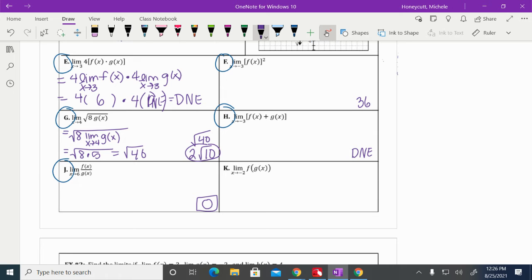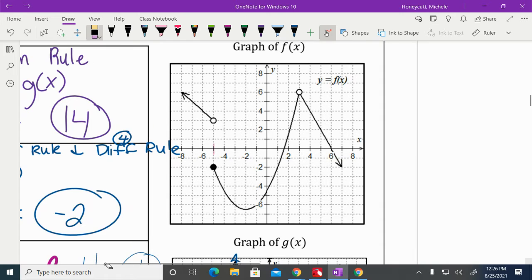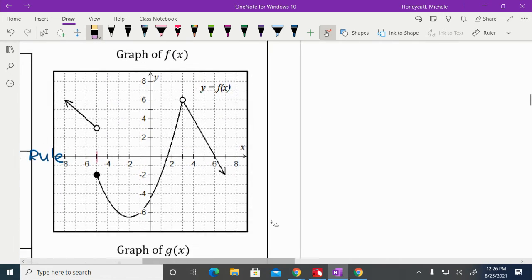Okay, before we talk about compositions, there's also one that's going to pop up, and I'm going to erase these marks over here. It's not listed as one of the properties, but it does pop up on your assignment. If you've got room somewhere on the page, let's make up a new problem.